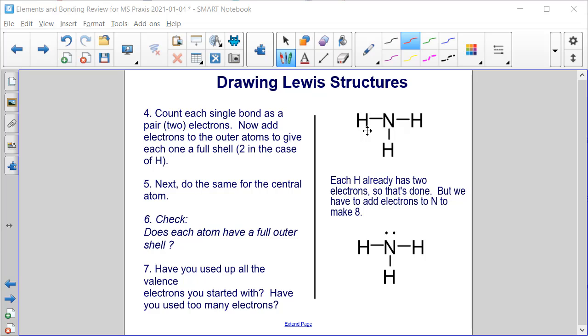Then we do the same for the central atom. So we said that nitrogen had 6, 2 from each of these bonds. And we add 2 more electrons, 1 lone pair up here, to nitrogen to make 8. Now, every atom has a full outer shell, and we've used 2, 4, 6, 8 valence electrons, which was the total we counted at the beginning. So in this case, our valence structure for NH3 is done.